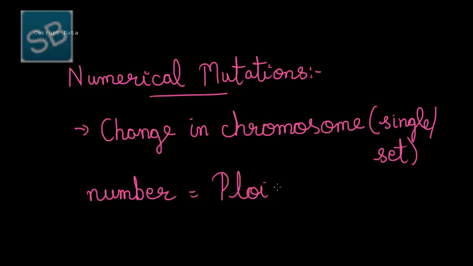Euploidy refers to the change in the number of chromosome set. That is, here chromosome sets are involved. Aneuploidy is the change in individual chromosome number, while here individual chromosomes are involved. That is single, double. So let us study each of them in brief, beginning with the first type, that is euploidy.